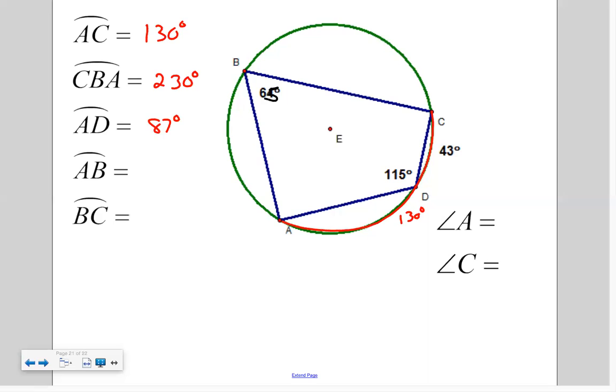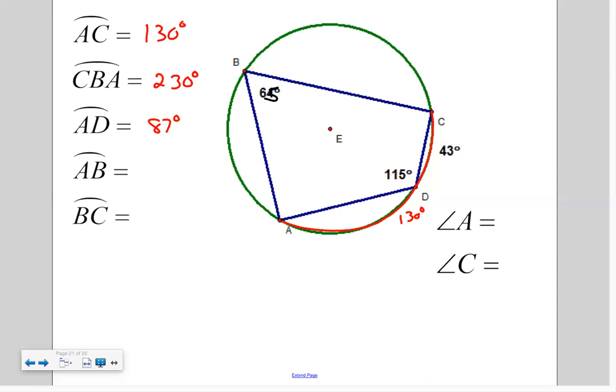I think this is all we can do with this. I don't think there's any other angles we can find here. We would need one other piece, and I think just one angle, either this angle, or even one of these two arc measures, would be enough for us to find the rest. Because if we knew what one of these two were, we'd be able to find the other one.